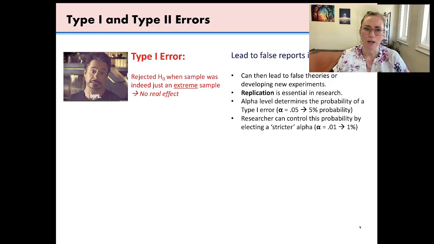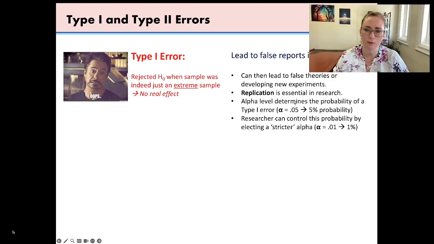So this type 1 error, where we rejected the null hypothesis and thought we found evidence to support something when really there was no effect, can lead to false reports in the literature, which is why replication is so important. We want to replicate, we want to show that these results are reliable. So replication is essential in research. This can lead to false theories, developing new experiments that are all based on a false theory because one study had a type 1 error, and now all those future studies are based on it.